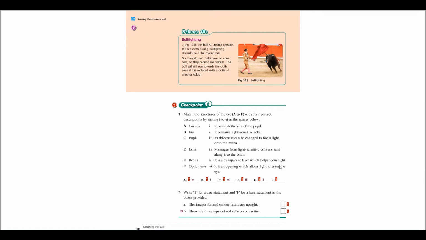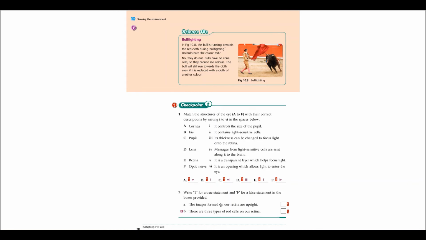And optic nerve will be the road that the message is sent through, alright, through the optic nerve to the brain. So message from the light sensitive cells are sent along this structure to the brain. So F should be number 4. Okay, write true or false for the second question.